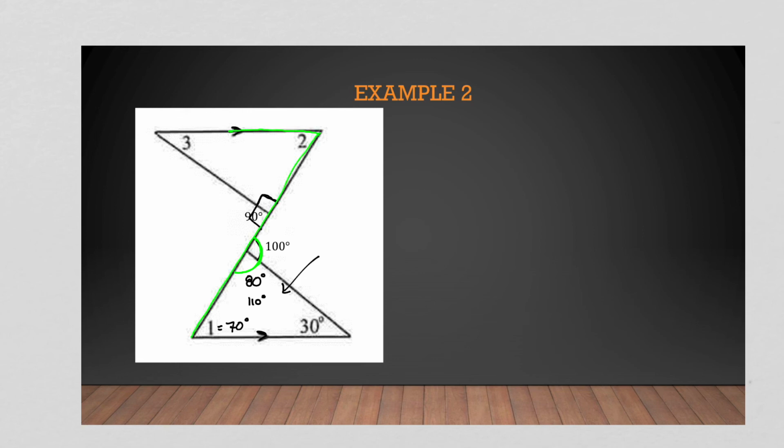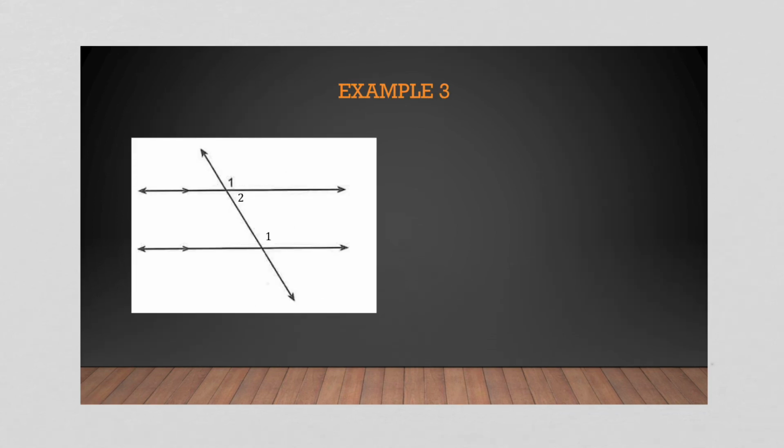Which means angle 2 equals angle 1. And since we know angle 1 is 70, that means angle 2 is 70. And if that's 70 and that's 90, those make 160 degrees. So this must mean 20 degrees angle inside of a triangle. Boom. All right, we got another.